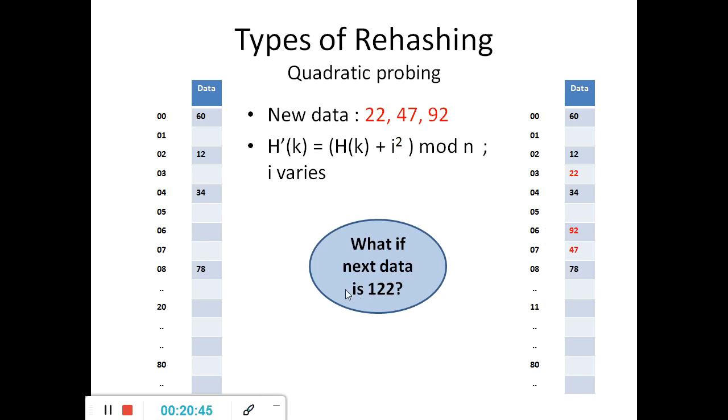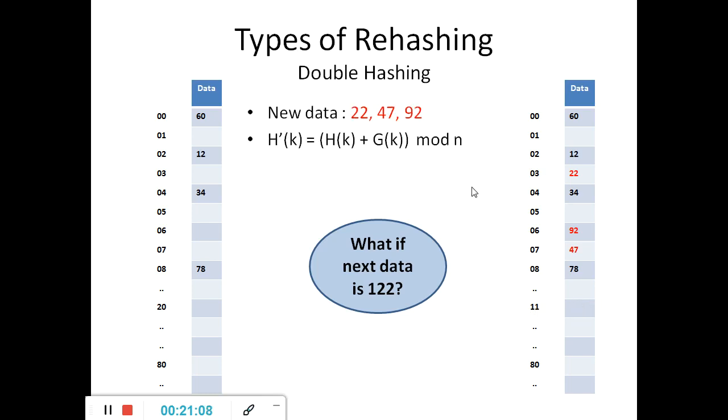What if the next data is 122? Once again, it is very easy to see that 122 mod 10 is going to be 2. We have a collision. We cannot go to the next location. The value of i is 3 now. So 3 square is 9. So 9 plus 2 is done. So we go to location 11 and here we store the value of the new incoming data. So this is how quadratic probing works.